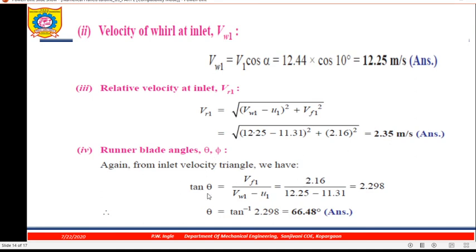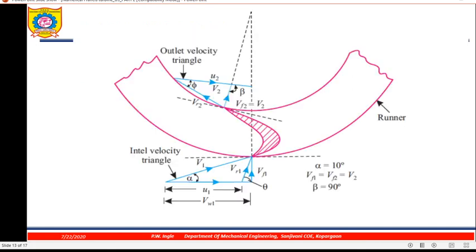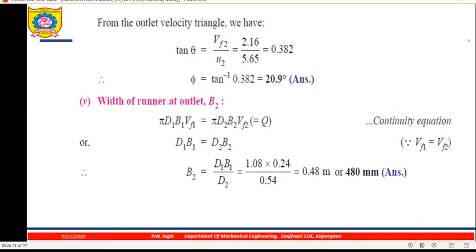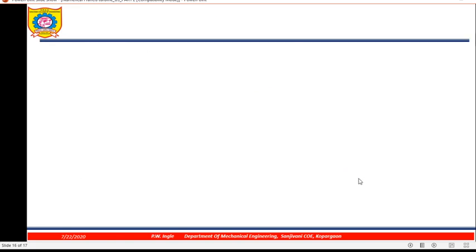Then the runner blade angles theta and phi. Take tan theta equals Vf1 upon VW1 minus U1, opposite upon adjacent. So you get the theta angle. Then calculate phi. It is tan phi, not theta. So tan phi is Vf2 upon U2. Now from the continuity equation, pi D1 B1 Vf1 equals pi D2 B2 Vf2. Therefore D1 B1 equals D2 B2, so B2 is 480 mm.